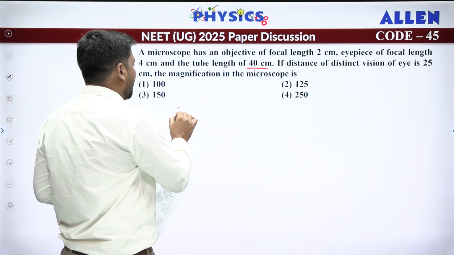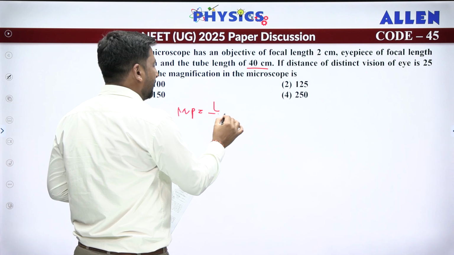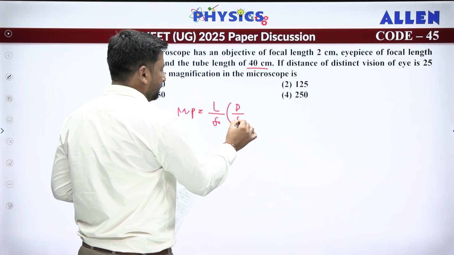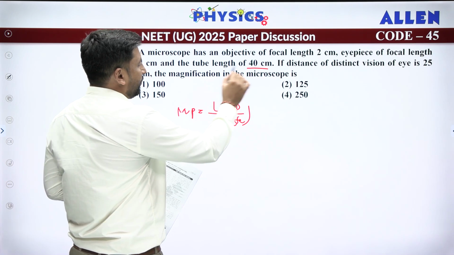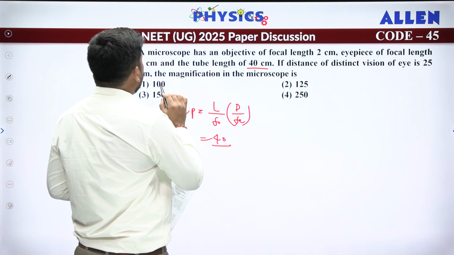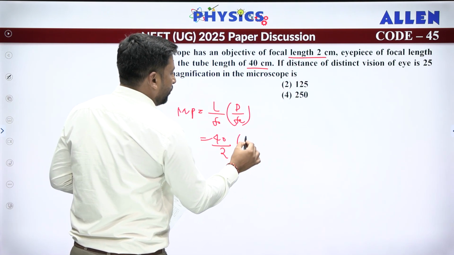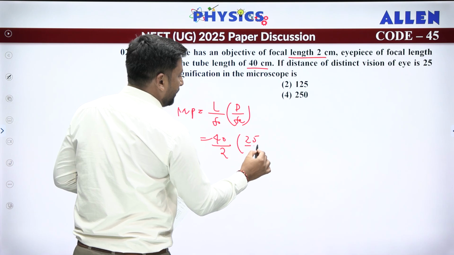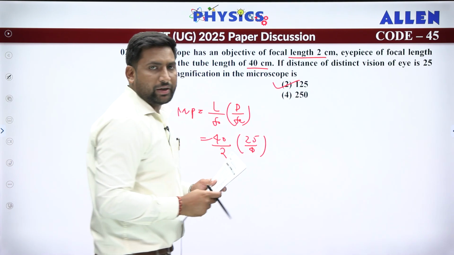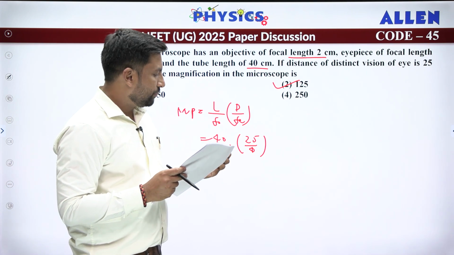So we can say the magnifying power, if you remember the direct formula, is L divided by F_O into D divided by F_E. You can put the values here: 40 centimeter divided by 2 centimeter, which is given as the focal length, into 25 divided by 4. If you solve this, you will get the answer as 125. The second question's answer is 125, second option.